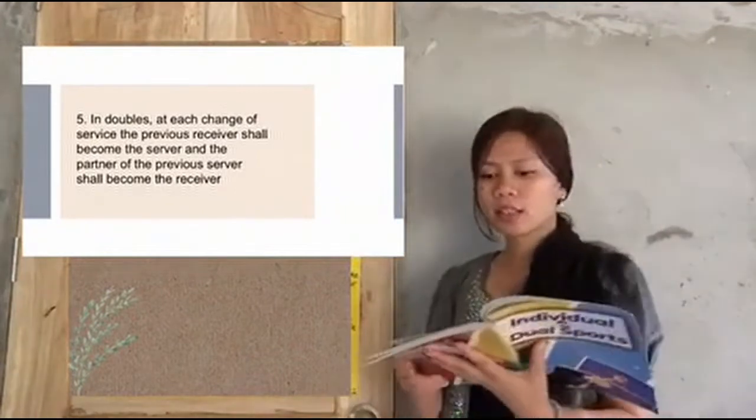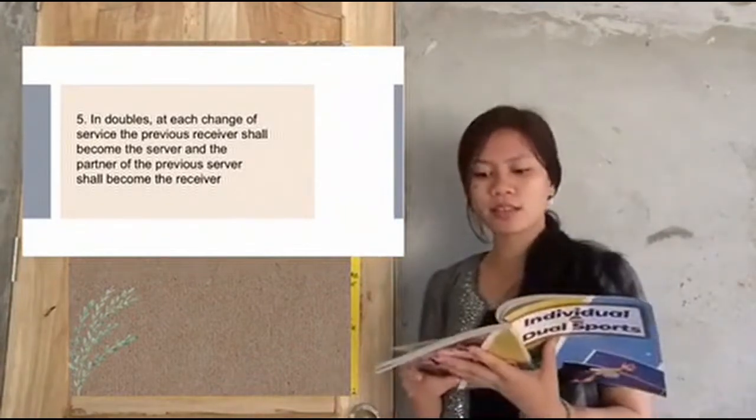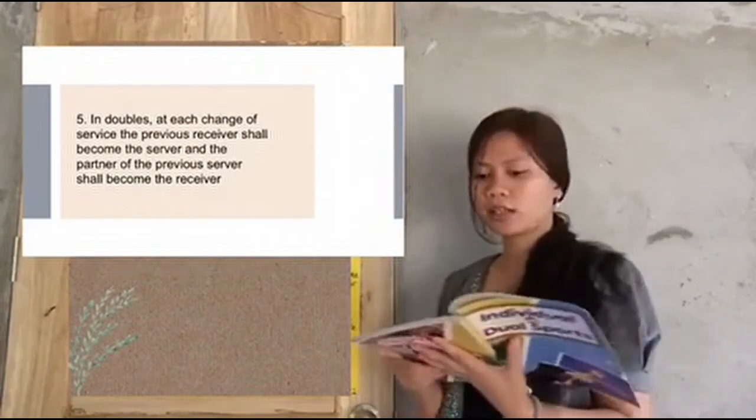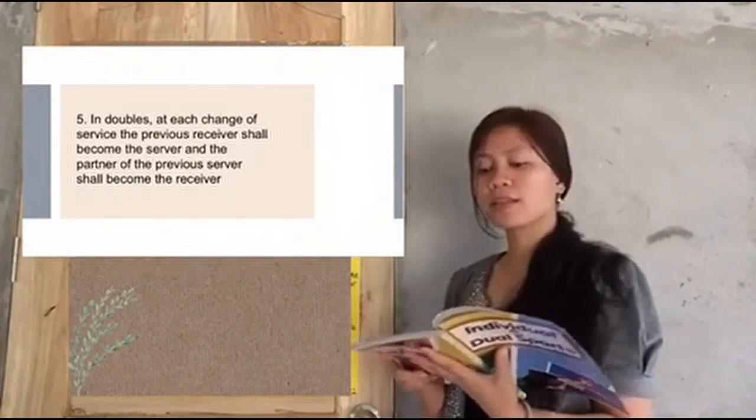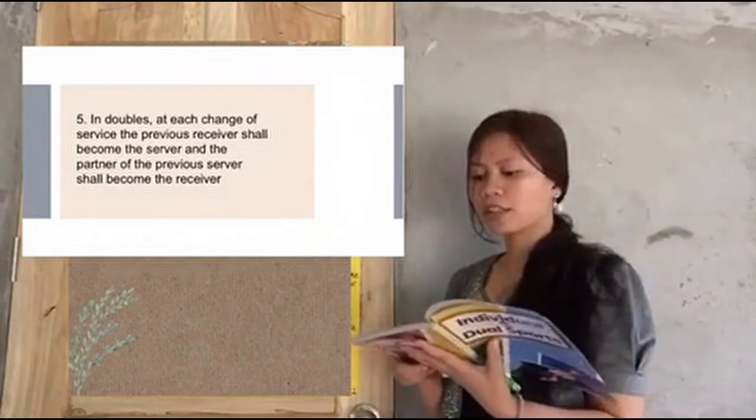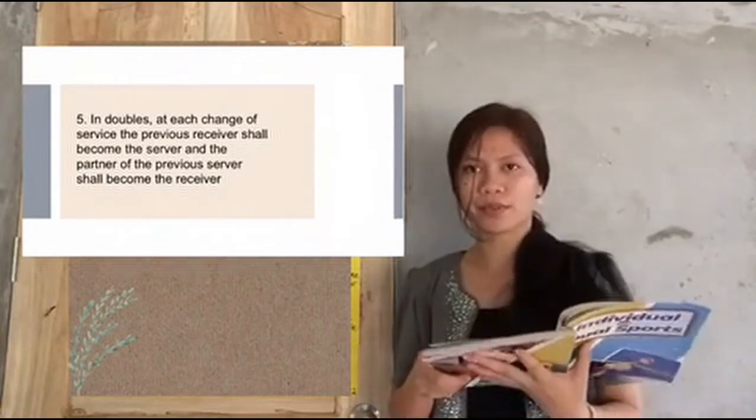Next is number 5. In doubles, in each change of service, the previous receiver will be the one to serve, and his or her partner will be the receiver.